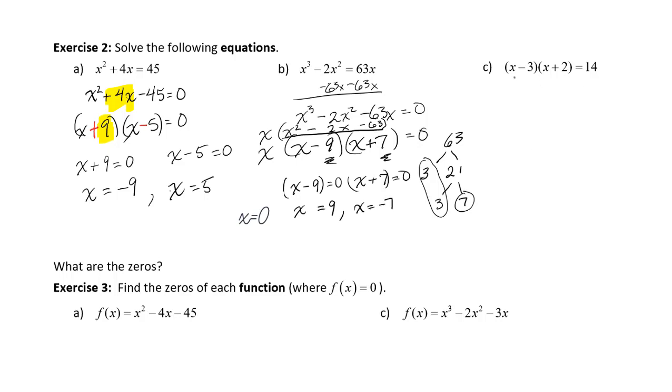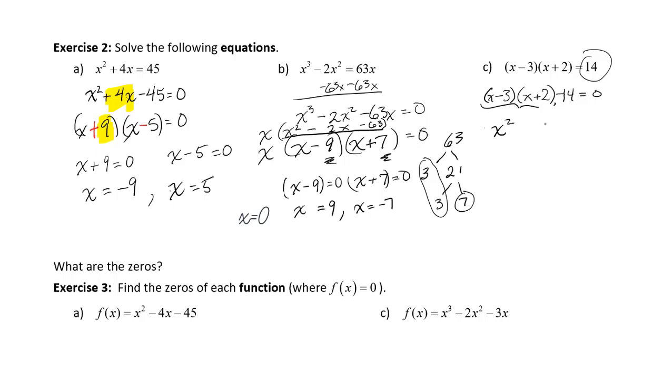Now let's take a look at this last trinomial on this row. This is an equation. It's already been factored, which is unfortunate because we're going to have to bring this 14 over. So now we have x minus 3 times x plus 2 minus 14 equals 0. Now notice this doesn't fit the form of a trinomial, so we have to FOIL the two binomials first before we can combine it with the negative 14.